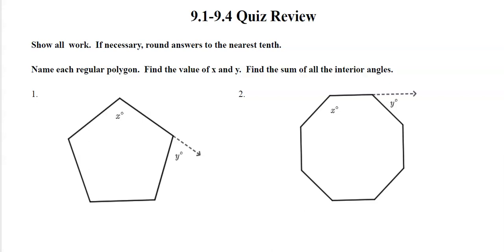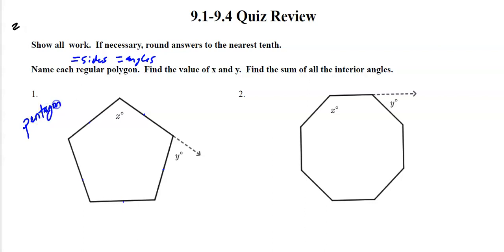All right, 9.1, 9.4 quiz review. Let's get after it. So the very first one says, name each regular polygon. Regular means that you have equal sides and equal angles. So this one has 5 sides, 1, 2, 3, 4, 5. So that is called a pentagon.